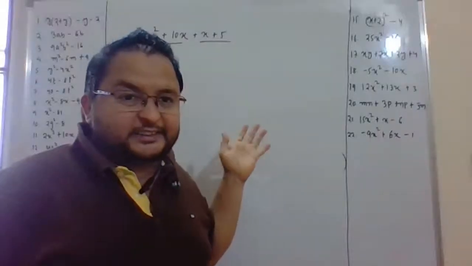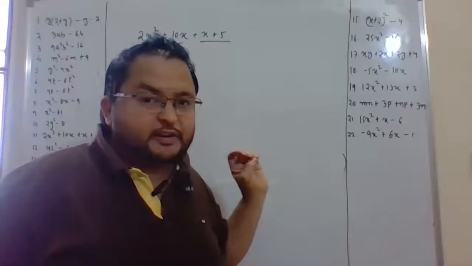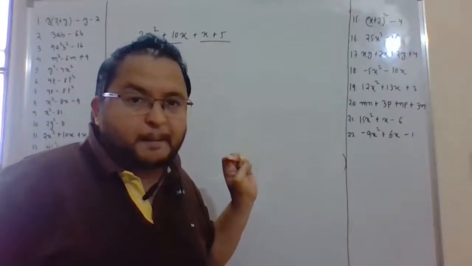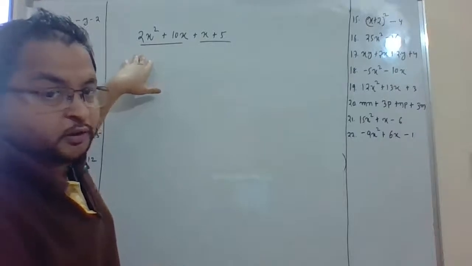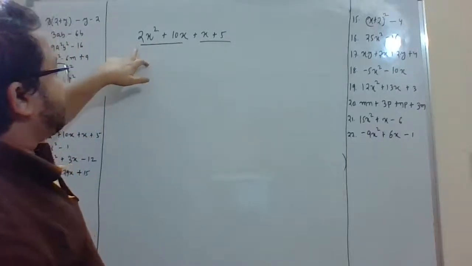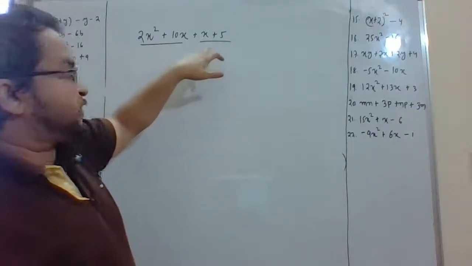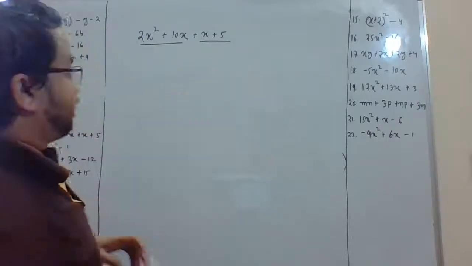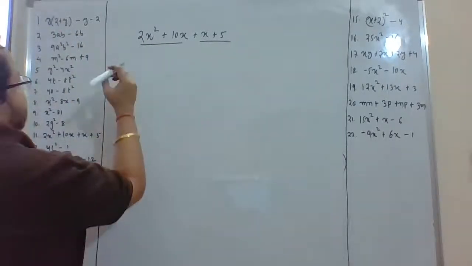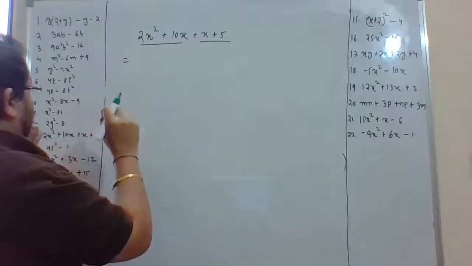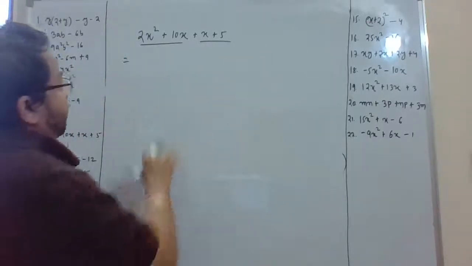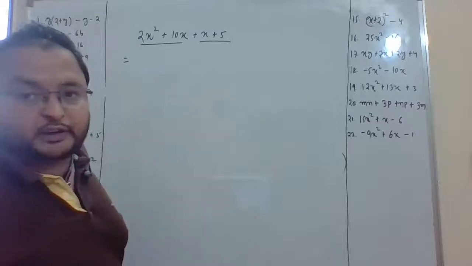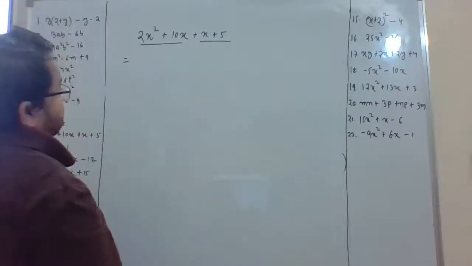Table, and let us restart right here. Okay. So the next problem that we are going to solve is 2x squared plus 10x plus x plus 5. So here, in step number one, is there any common factor across all the terms which I can eliminate? Obviously, no, there is no common factor across all the four terms.